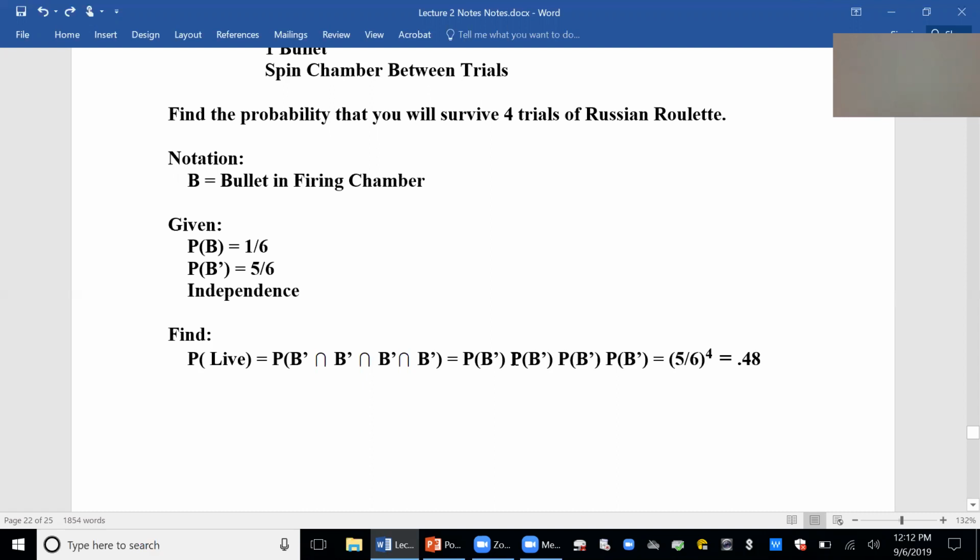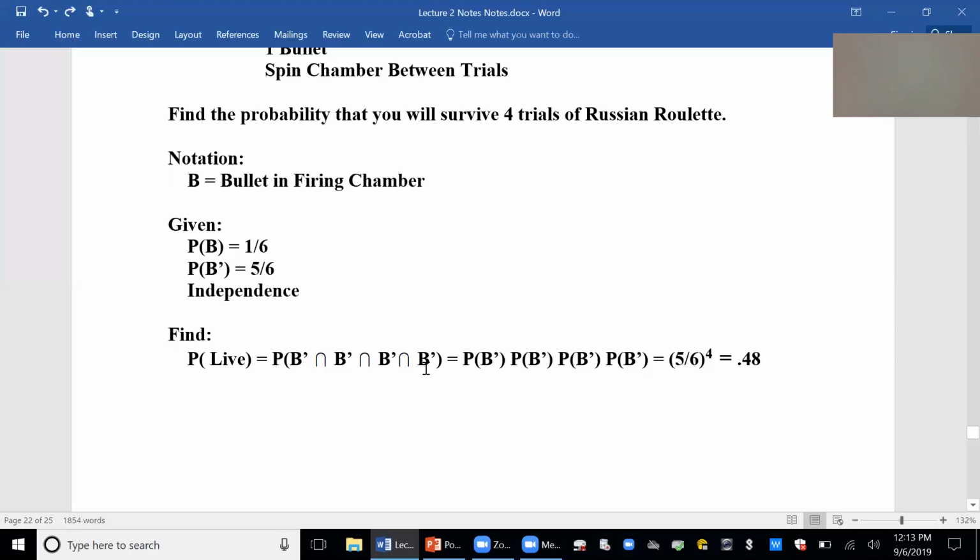What's the probability we will be elected, not posthumously, into the marketing club? We will survive if what happens? First spin, no bullet. Second spin, no bullet. Third spin, no bullet. Fourth spin, no bullet. And all of them happen simultaneously. The first no bullet and second no bullet and third no bullet and fourth no bullet. Then we will survive to get into the marketing club.